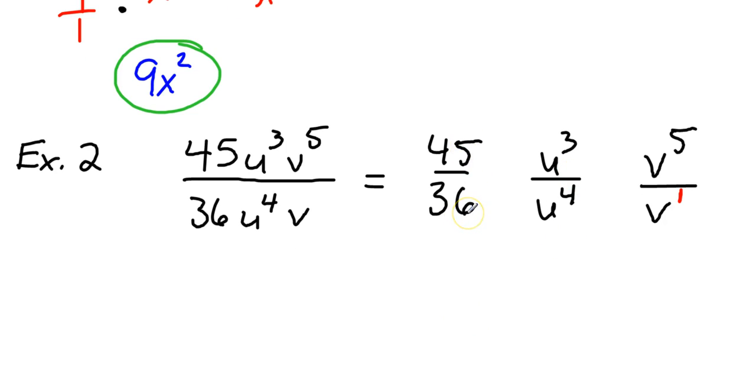45 and 36, you can divide them both by 9. 3 will work, but the bigger number would get you 9. So 45 divided by 9, that's a 5. 36 divided by 9, that's a 4.